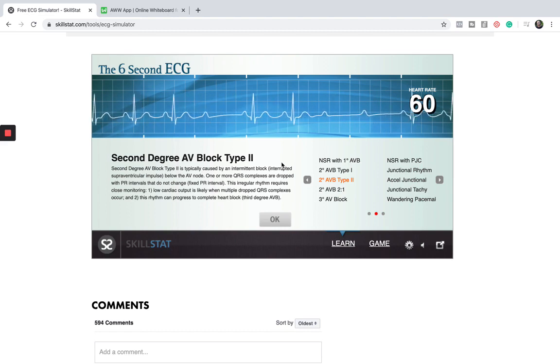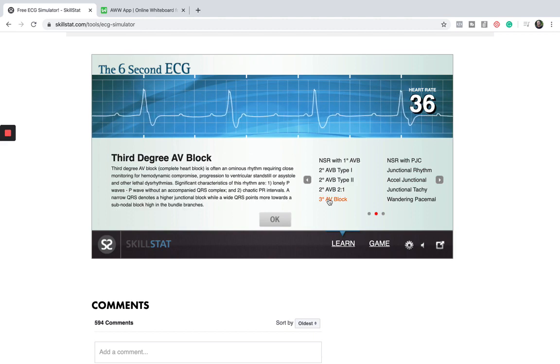The difference between type 1 and type 2 is very simple. Type 1, it goes longer, longer, longer, drops. Type 2, it drops a beat. There's no QRS with this P wave, but the PR is consistent. This is always on a test question. It is always there.